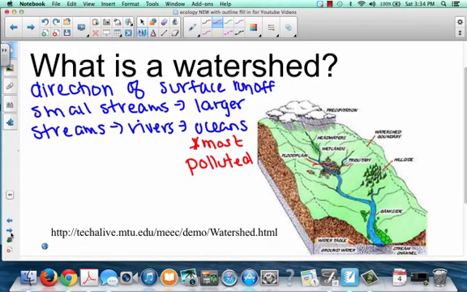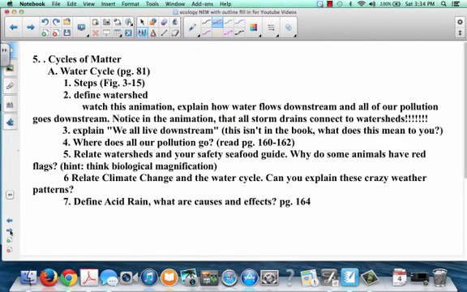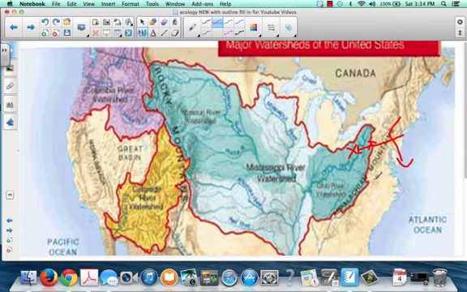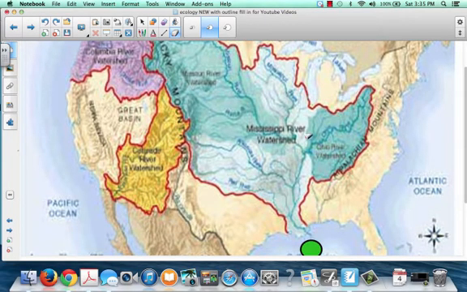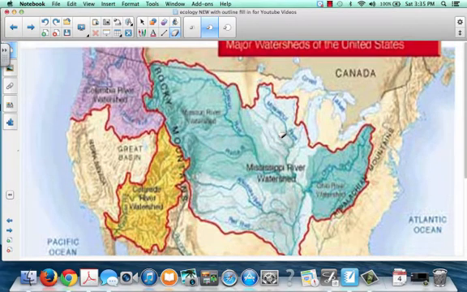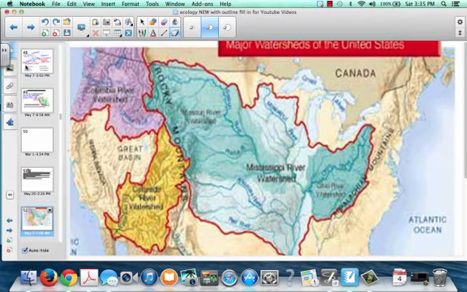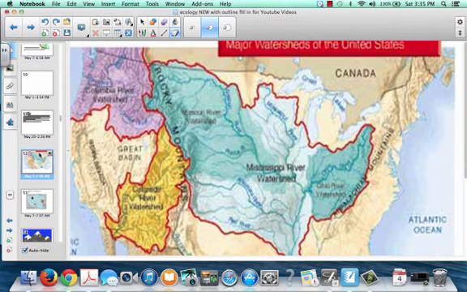So now if we can look at this map here, this map goes over the different major watersheds in our country. And if you look at it, the Appalachian Mountains are here, the Rocky Mountains are over here, and those are the two boundaries for our biggest watershed, which is the Mississippi watershed. Okay, and so we're going to actually bring this map up in class. We're going to talk about it a little bit more in class.